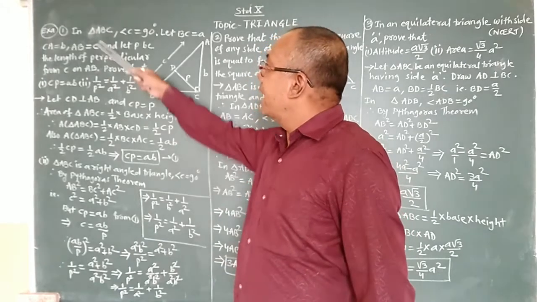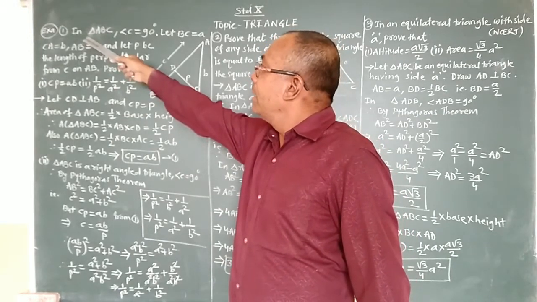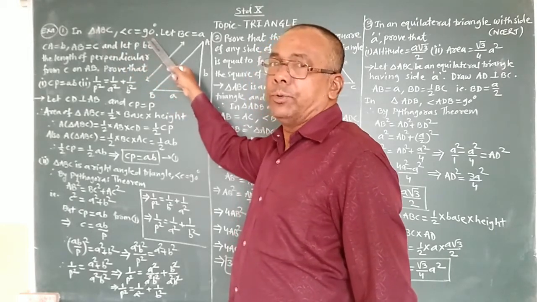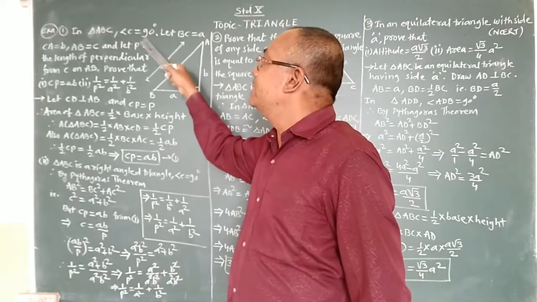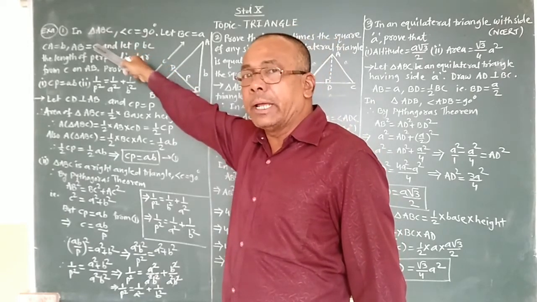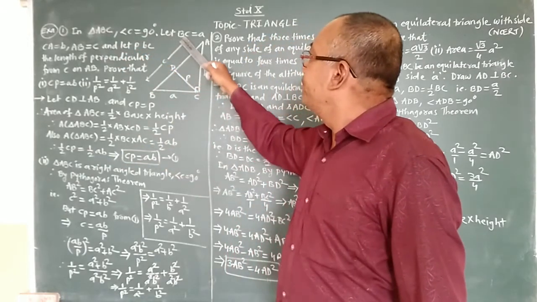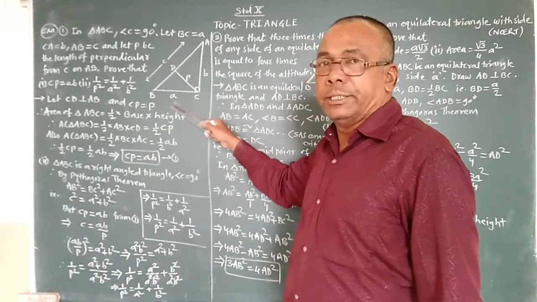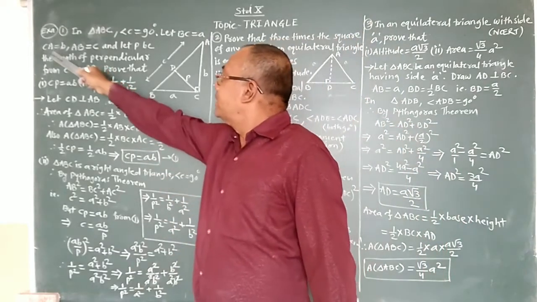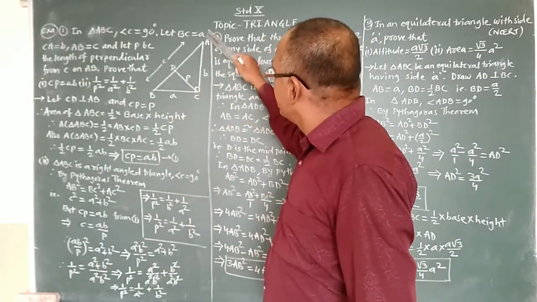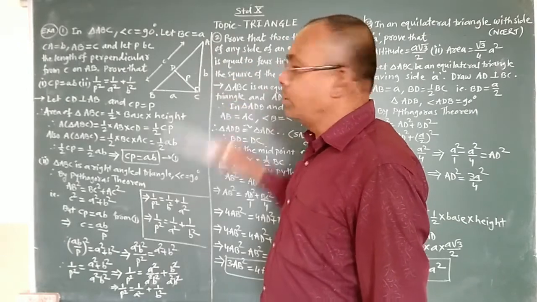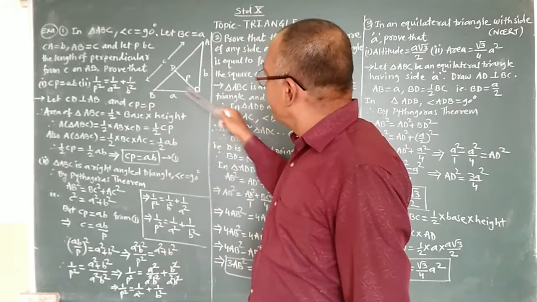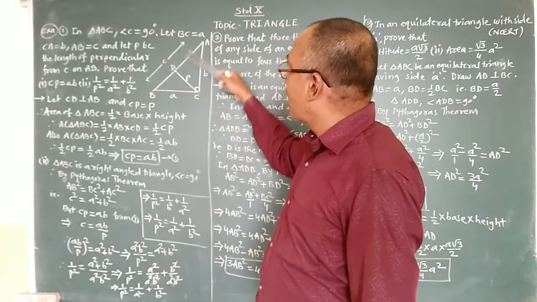Here the first example is that in a triangle ABC, angle C is equal to 90 degrees. Angle C is 90 degrees means triangle ABC is a right angle triangle. Let BC is equal to a, CA is equal to b, then AB is equal to c, means the length of the hypotenuse is c.